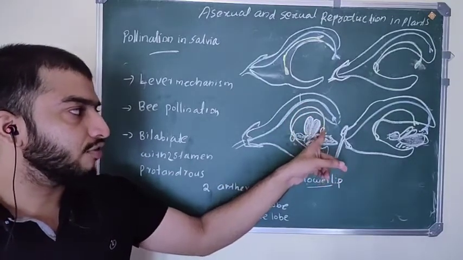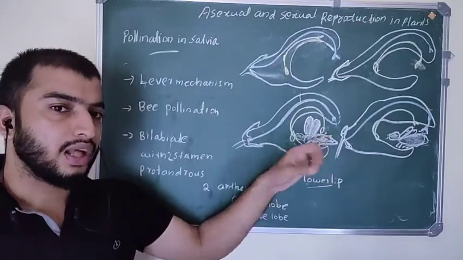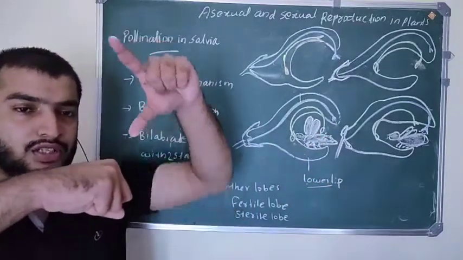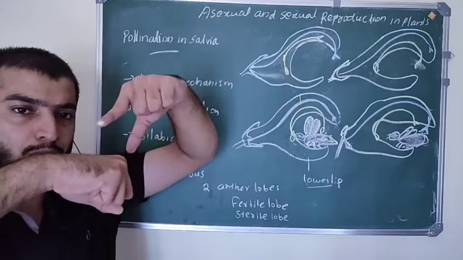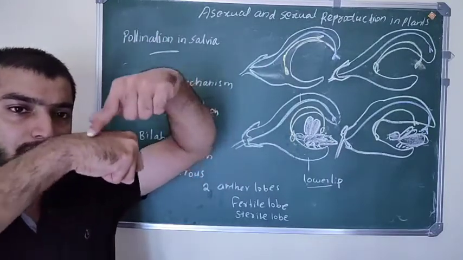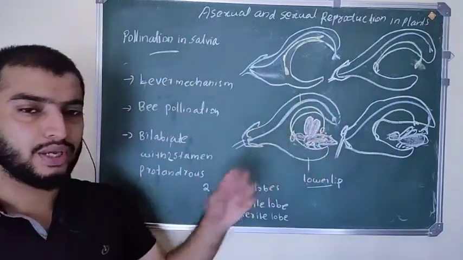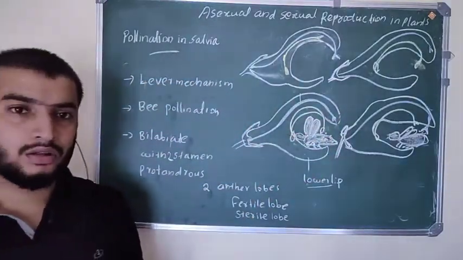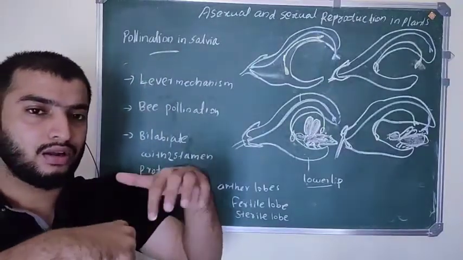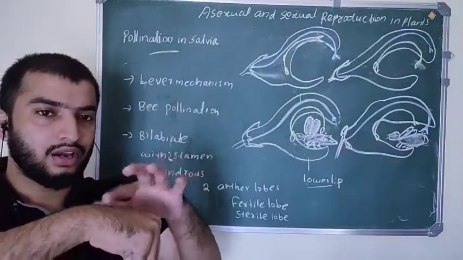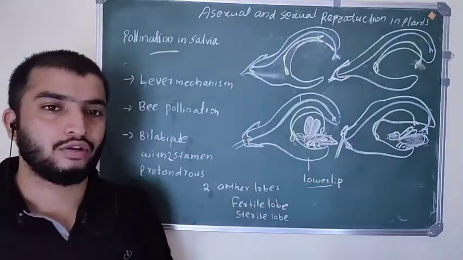descending of the fertile anther lobe, and this results in descending of the fertile envelope. This fertile envelope strikes on the back of the bee. Okay, so from these fertile envelopes the pollen grains are released, and they are now on the back of the bee.